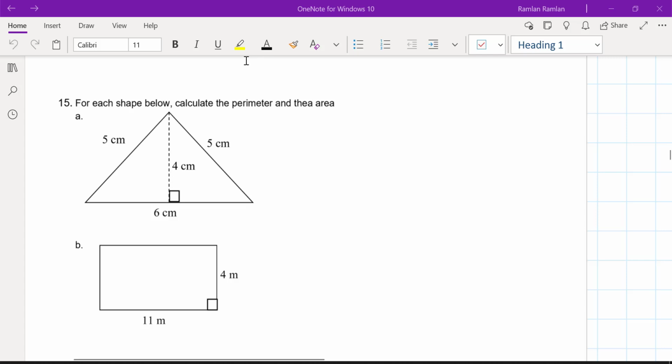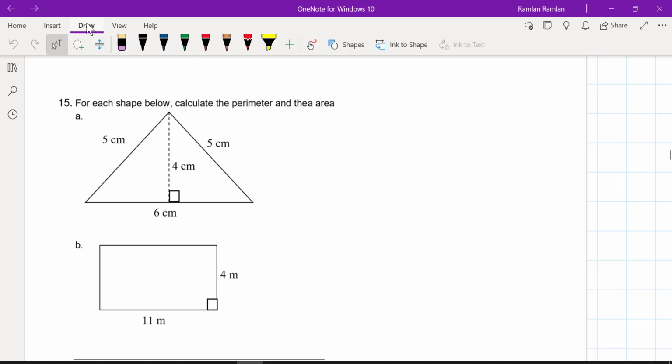Okay, so for this video, we're going to focus on the topic of perimeter and area of two-dimensional shapes, and also the Pythagoras formula, and also the basic trigonometry. Now, let's just start from number 15. For each shape below, calculate the perimeter and the area.